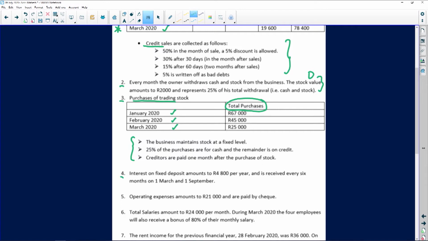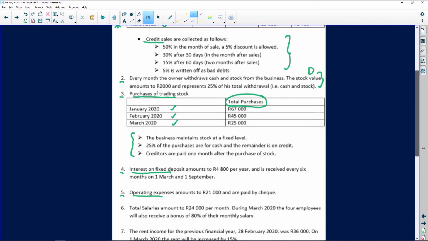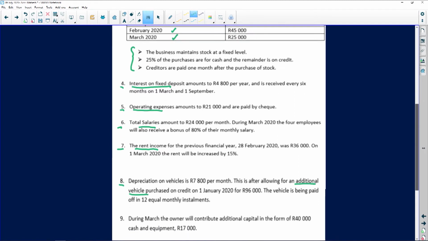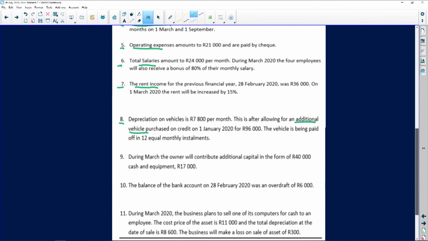Information 4, interest on fixed deposit. I don't really want to read further. Information 5, operating expenses. That's fine. Then I've got information 6 that deals with salaries for the month. Information 7 tells me about rent income. Information 8 talks about fixed assets. I see there's a bit about depreciation. Then there's something about an additional vehicle purchase. We'll look at that later on as we're doing the questions.